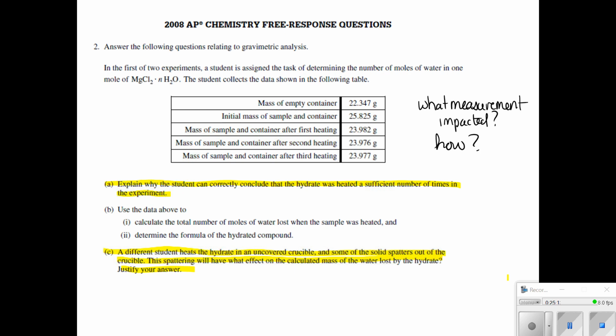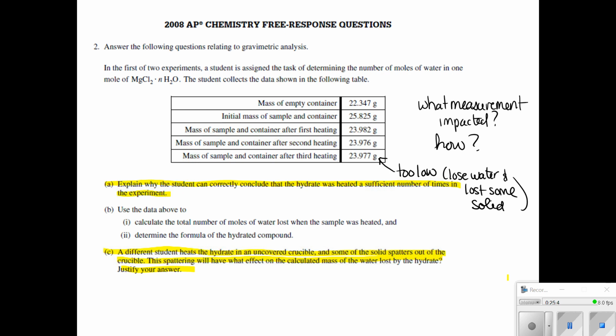So if we think about the solid spattering out, what's going to happen is the final mass after heating is going to be too low. Because you are going to lose water and you will have lost some of the solid as well because it will spatter out of your container and no longer be included in your mass. So that number is going to be too low.